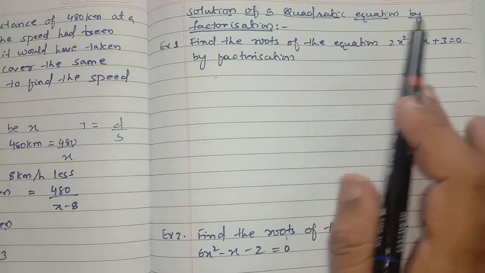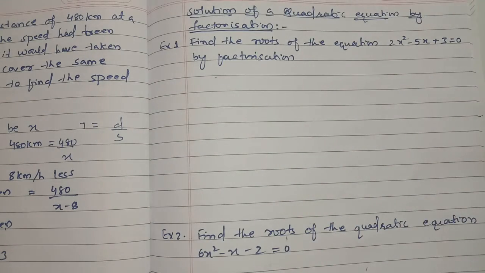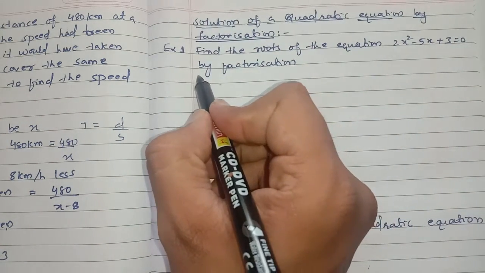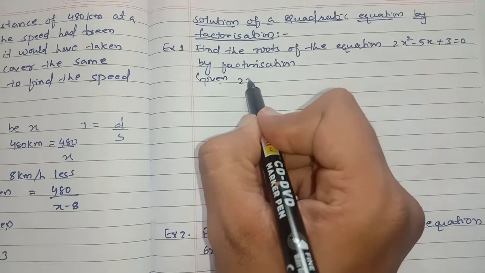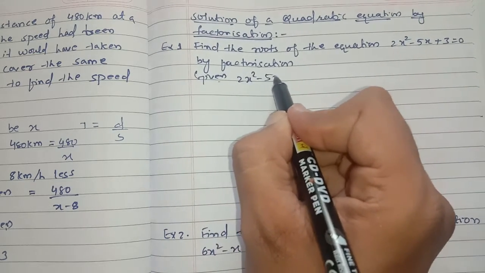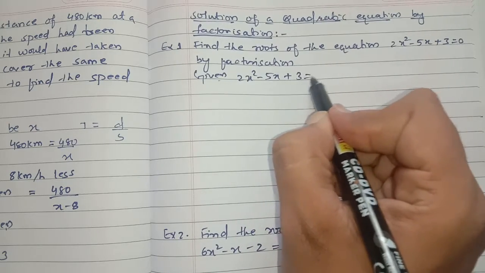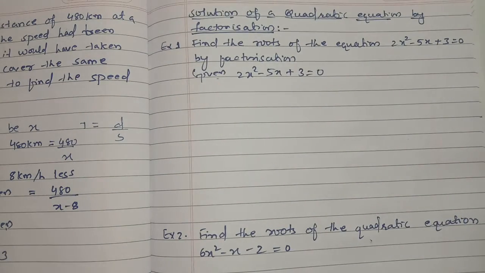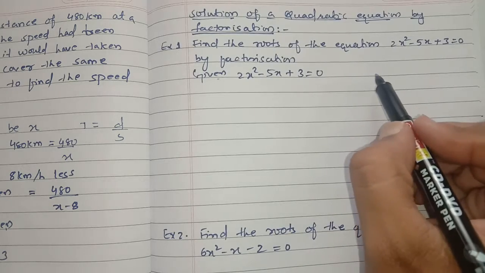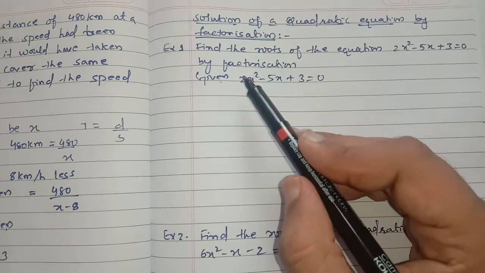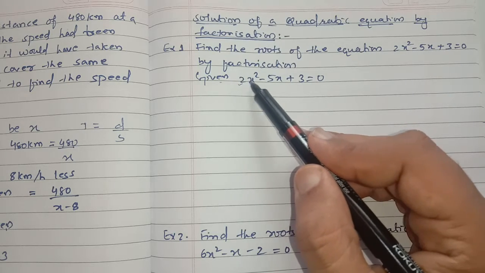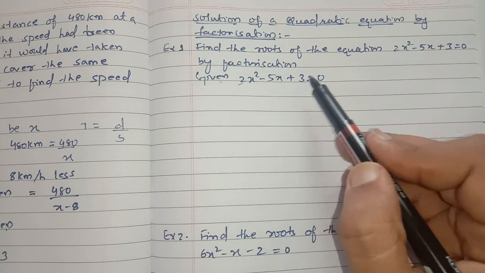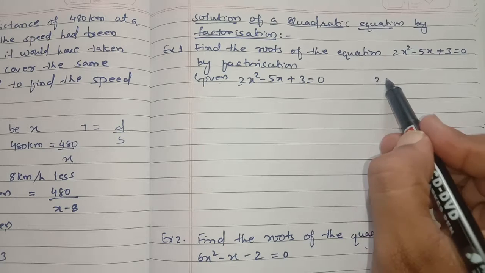Solution of a quadratic equation by factorization. First we will write the given. The given equation is 2x square minus 5x plus 3 is equal to 0. For the factorization, what we used to do is, we have to multiply the coefficient of x square with the constant first. 2 3s are 6.